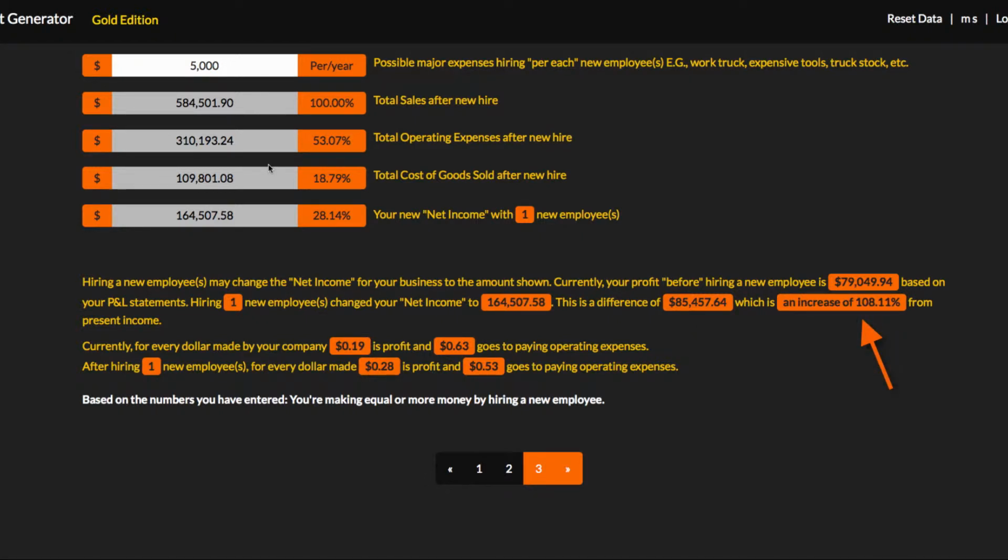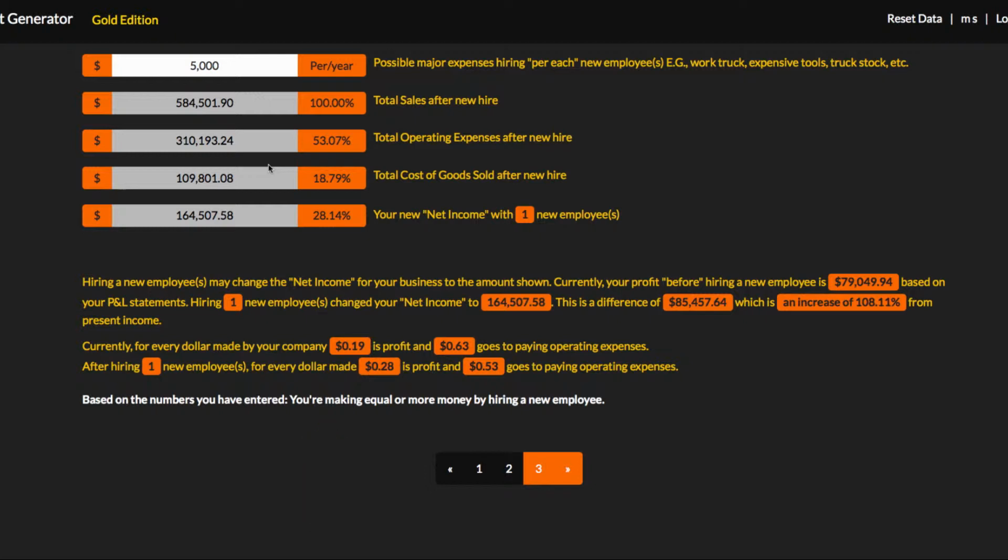For every dollar made by your company, 19 cents is profit, 63 cents goes to paying operating expenses, but now that we've hired a new employee, for every dollar made, 28 cents is profit and 53 cents goes to paying operating expenses. As you can see, there is this white sentence right here, and what it says is, based on the numbers you've entered, you're making equal or more money by hiring a new employee.